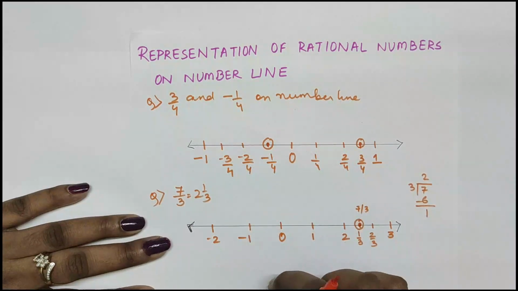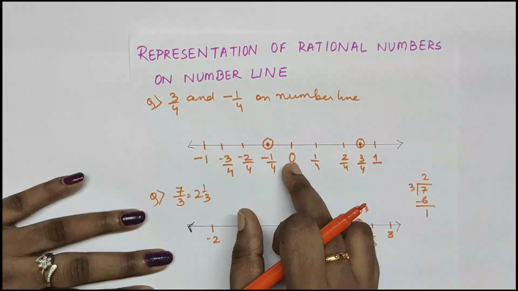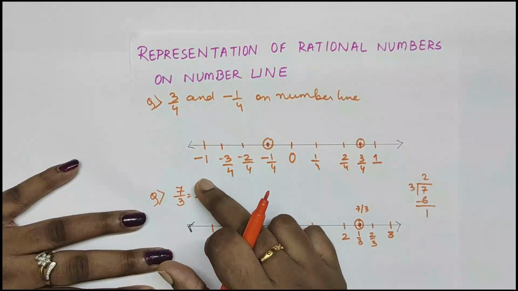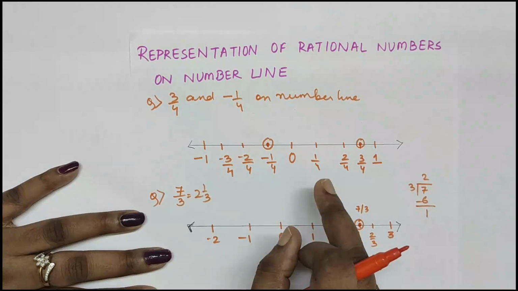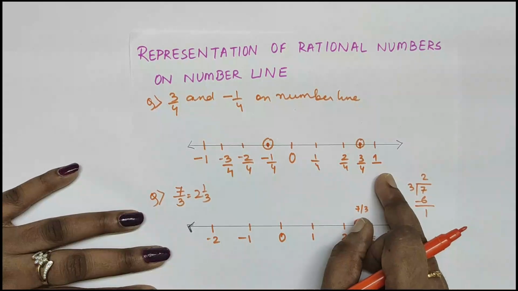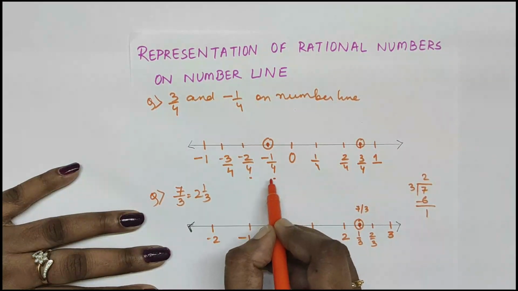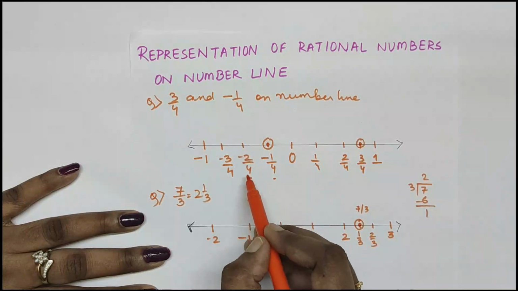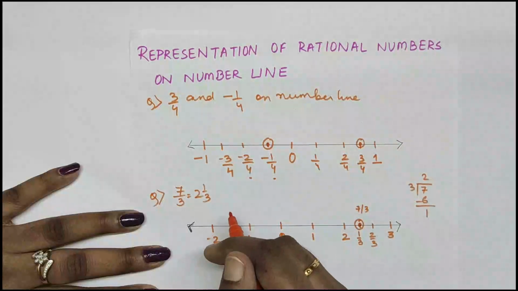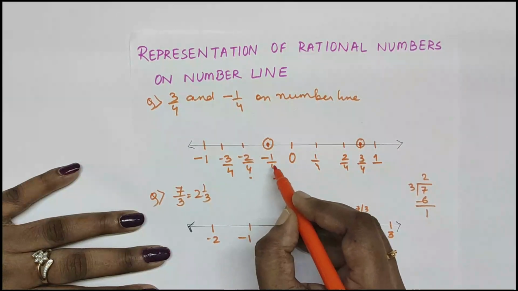Now by seeing these rational numbers on the number line, you will understand that all the negative numbers are lying to the left of 0. All the positive rational numbers are lying to the right of 0. And if I compare any two rational numbers, whichever is on the left, generally that is the smaller rational number. So here I can say that minus 2 by 4 is less than minus 1 by 4.